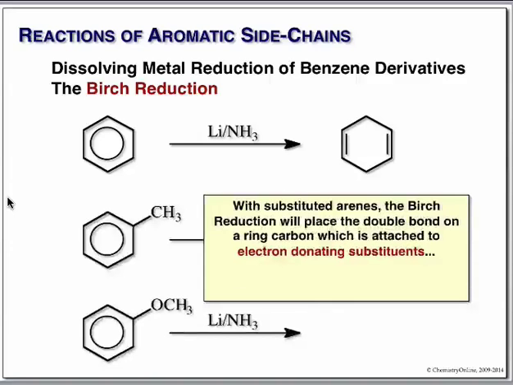Go ahead and finish the set here, just remembering that when we have a substituted benzene, the Birch reduction places a double bond on the ring carbon which is attached to an electron donating group. What that really means is that the methyl and the methoxy are going to be at these centers of at least one of the pairs of double bonds.